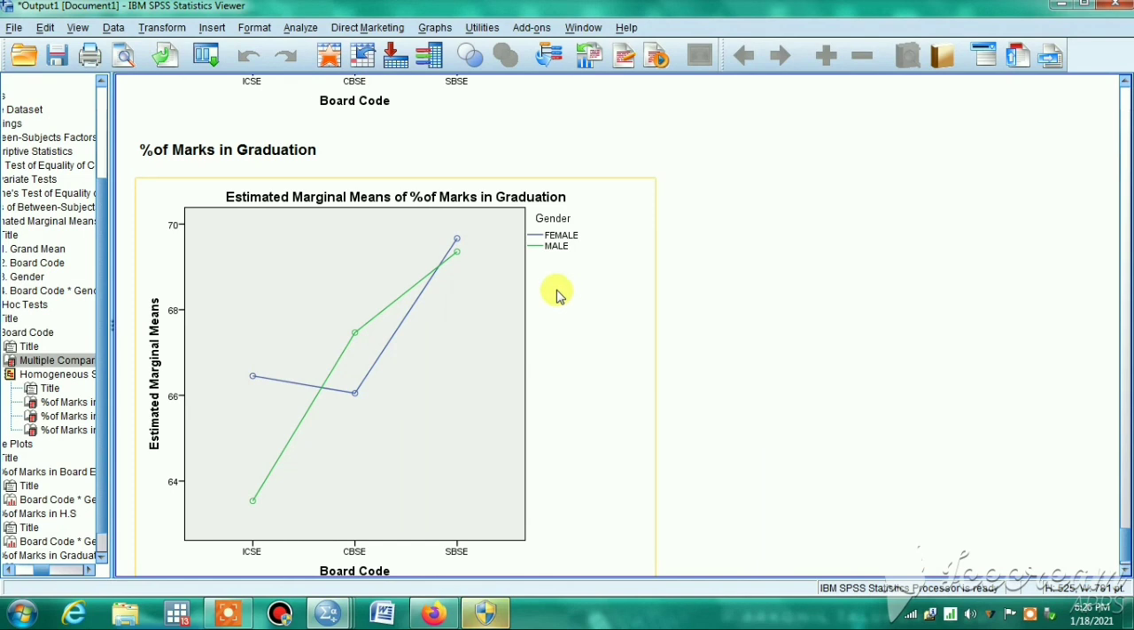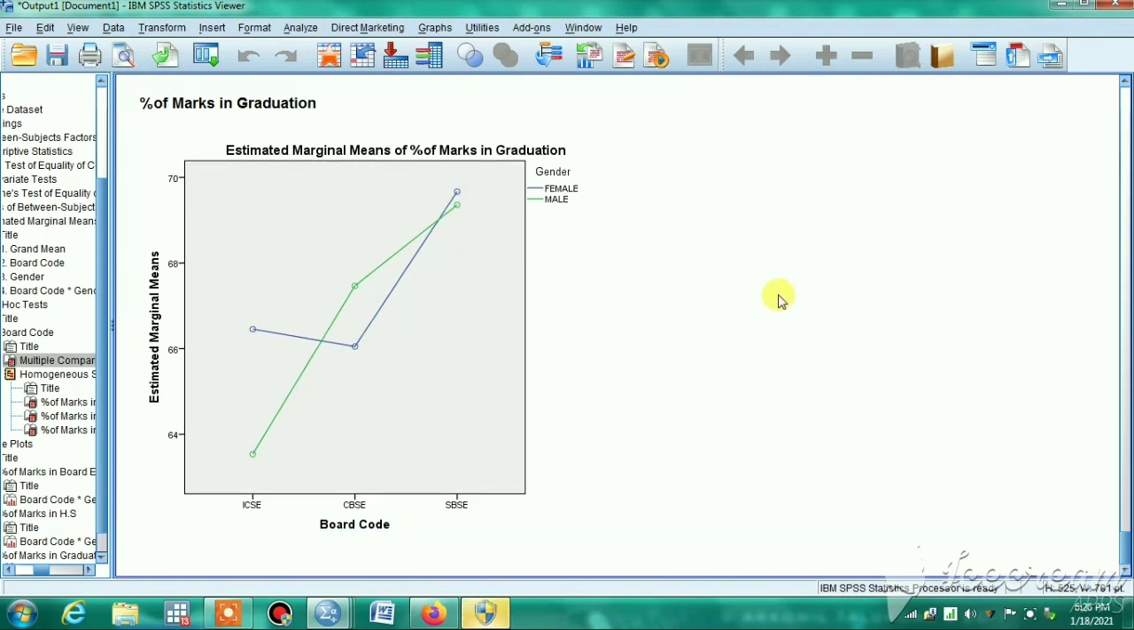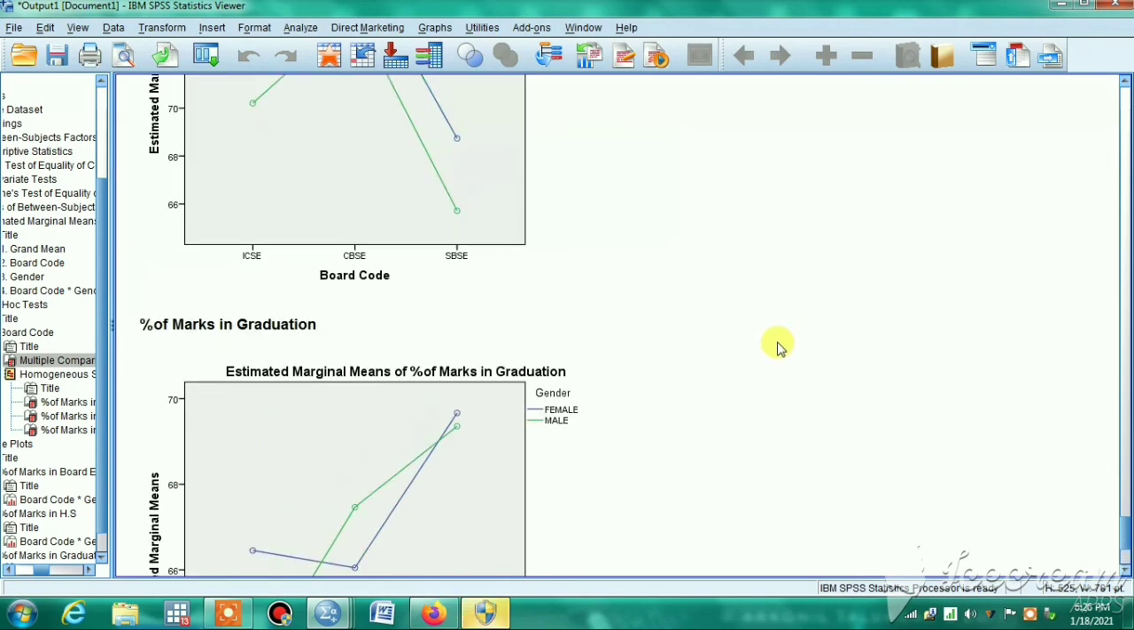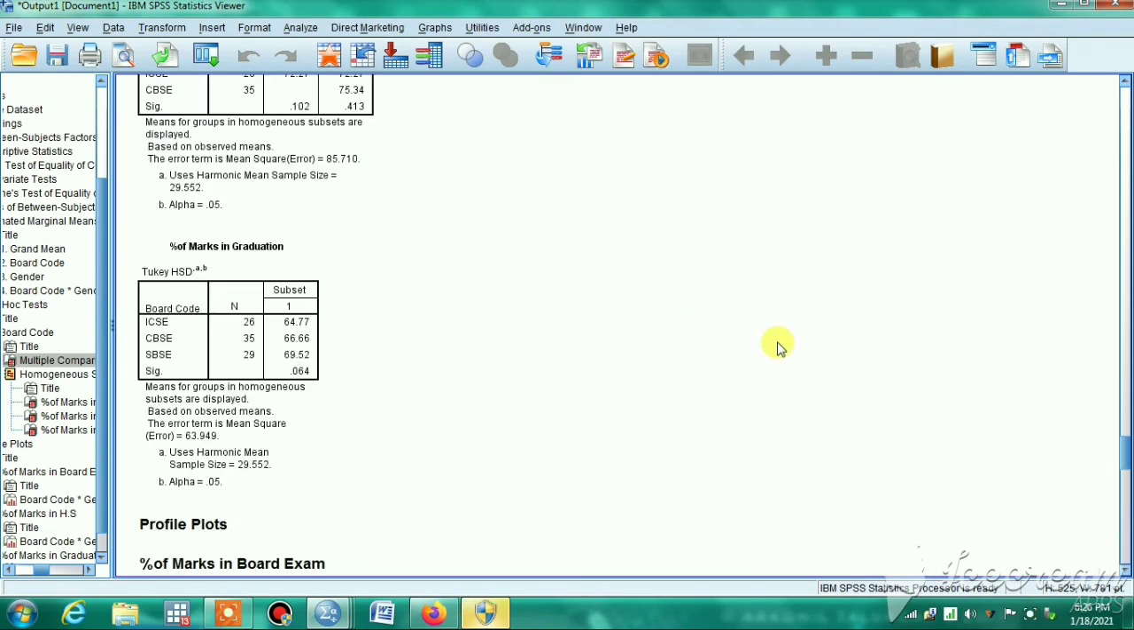Similarly, in graduation, this is not true. The males for CBSE are better compared to ICSE, and for SBSE the females are better. So in this way we can explain the two-way analysis of variance.